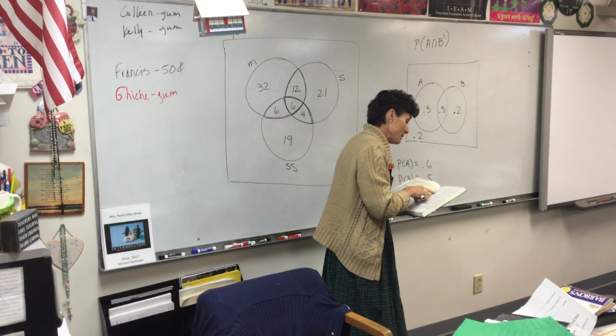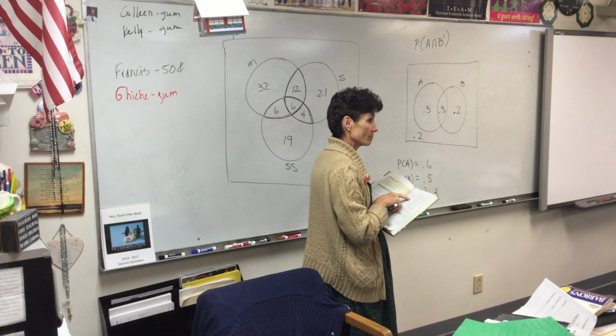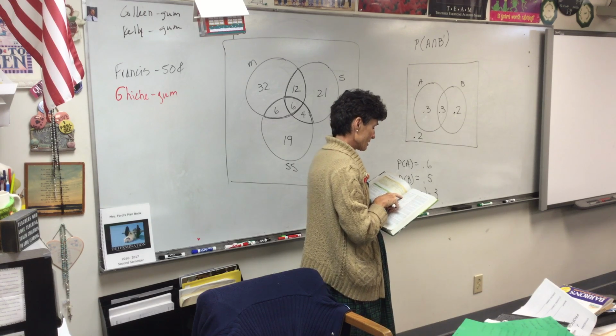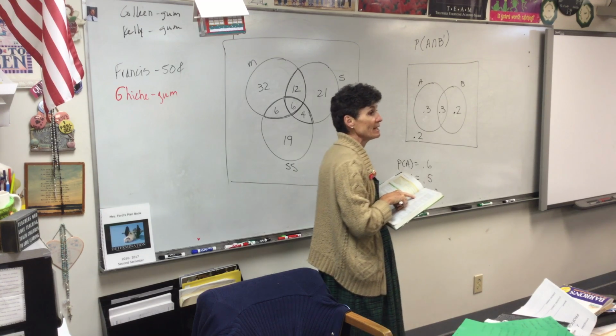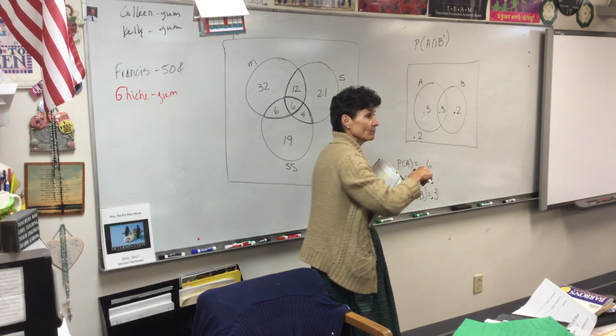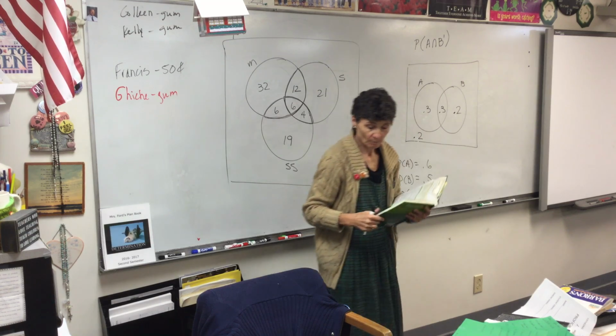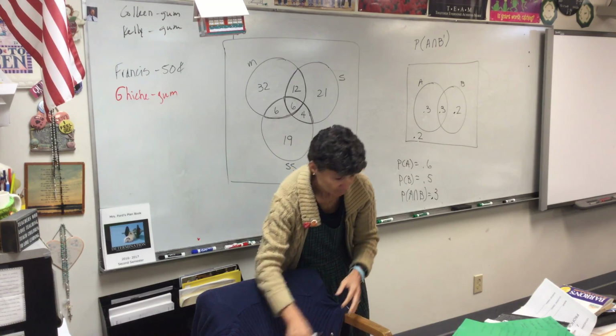What's the probability that B but not A? 0.2. What's the probability that neither A nor B? That's these guys out here. That's 0.2. All right? Now, I've got one more question I want you to think about for a second.